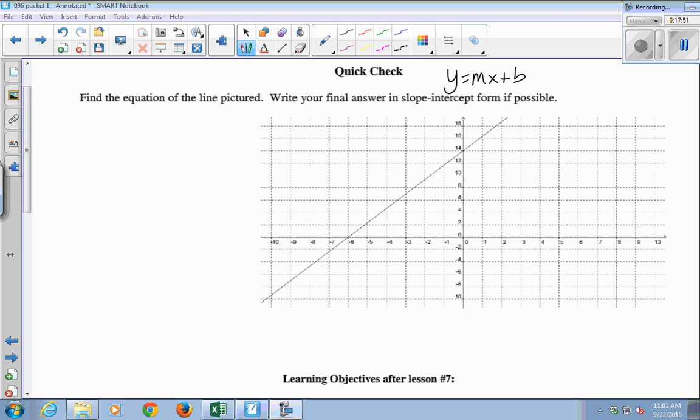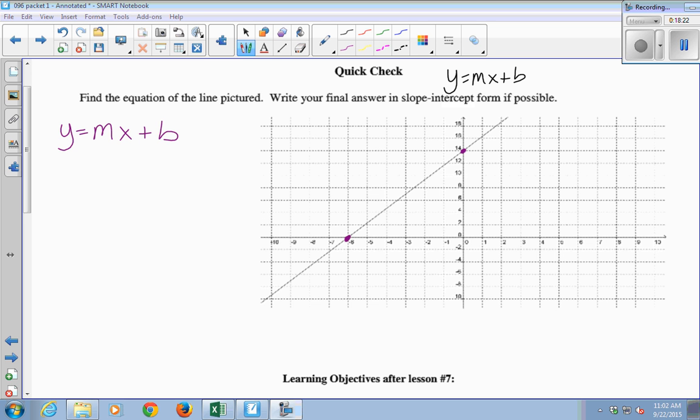Okay, let's go through the quick check. So we want the equation of a line in slope-intercept form. So I'm looking for something that has the form y equals mx plus b. I want to replace m and b with numbers. M is the slope of the line, right? So I have to calculate the slope of this line. And in order to calculate slope, what do I need? Rise over run, 2 points, right? So I gave you 2 really nice grid points here and here.